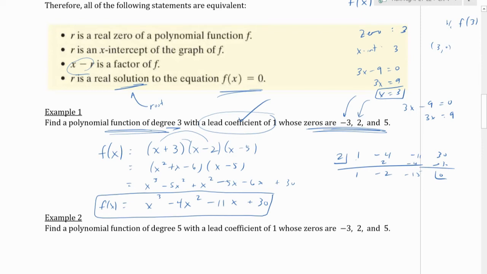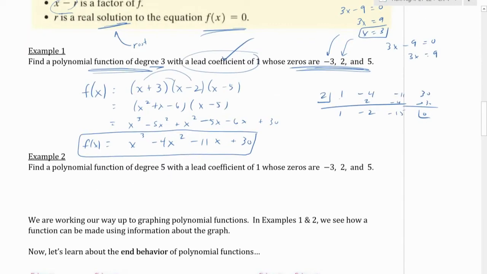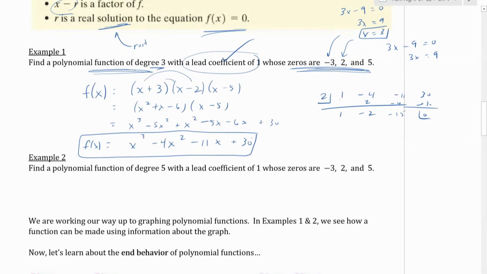The same thing would happen if I plugged in a negative 3 or a 5. All right. I just think it's kind of helpful sometimes. Like we've been starting here and figuring those out. Sometimes I think it's helpful to see what the answers were and see how the function is created.